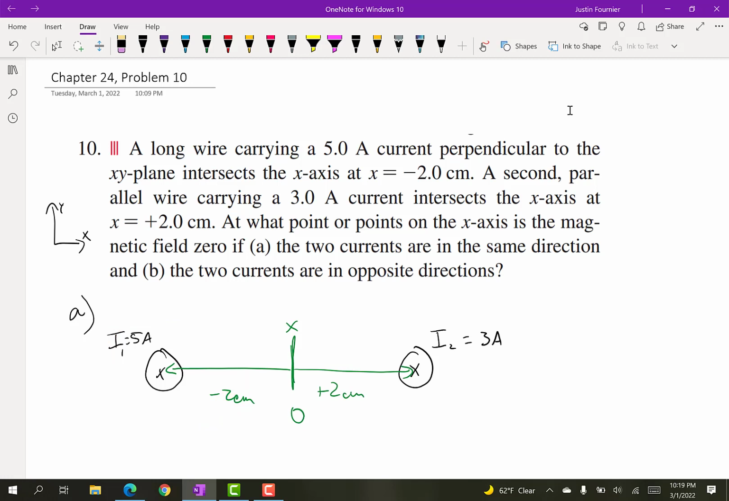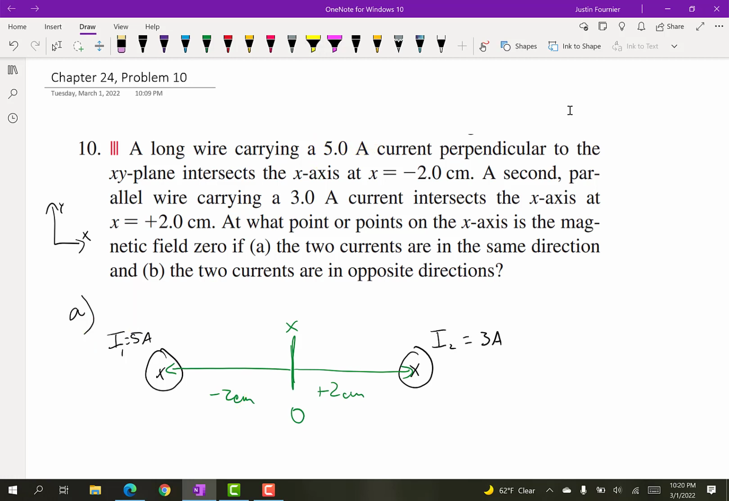So the currents are going into the page, 5 amps on my left side. And then on the right side here, it's current 2 at 3 amps, also going into the page. So that'd be intersecting the page. That's what makes this diagram a little bit more simple. And then here's my x-axis. This is x equals 0. To the right is positive 2 centimeters, like they say right here, and that's the 3 amp current. And to the left here is -2 centimeters. That's my 5 amp current.